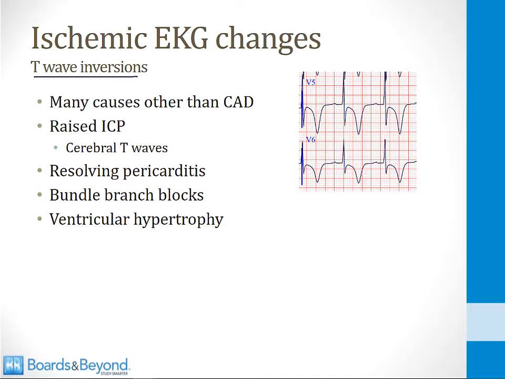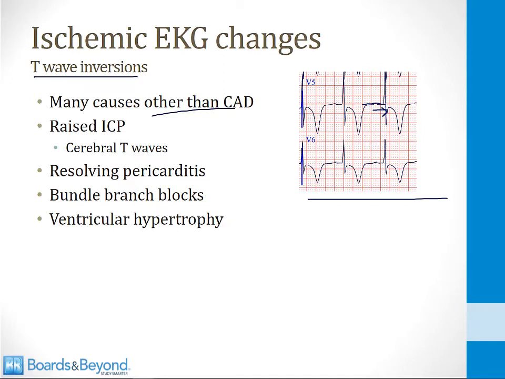This is shown on the ECG on the drawing on the right side of the screen. Note that the T waves are upside down. There is also evidence of ST segment depression here. This is the baseline, and this is the depressed ST segment. There are many causes of T wave inversions other than coronary disease, although subendocardial ischemia can cause T wave inversions.